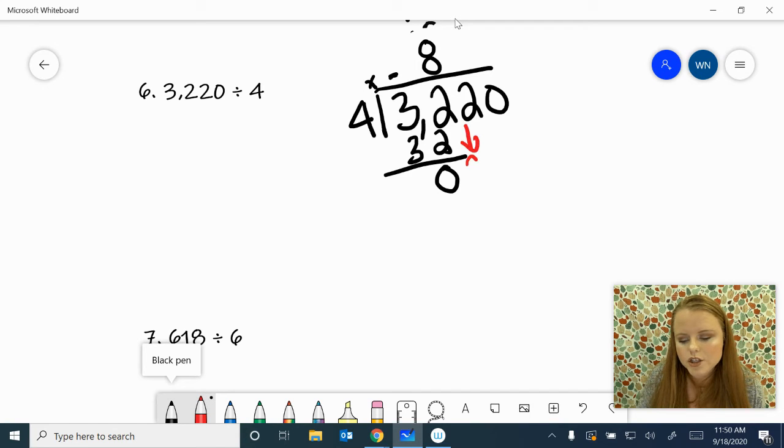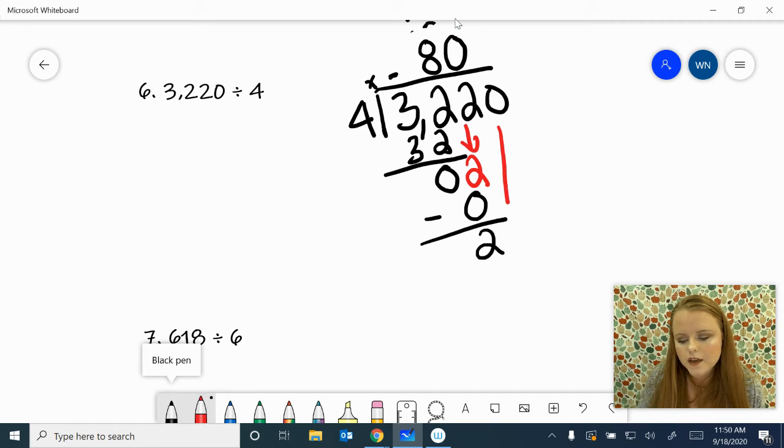Let's bring down our 2. I know that I can't say 2 divided by 4. That's not going to work. So we have to put a 0. Remember to put your 0. We carried down our 2, so we put a 0 over the tens place because that's where the 2 was. Now, 0 times 4 is 0. 2 minus 0 is 2.